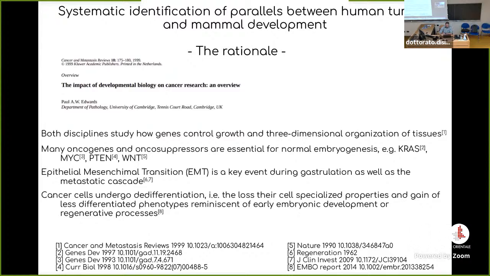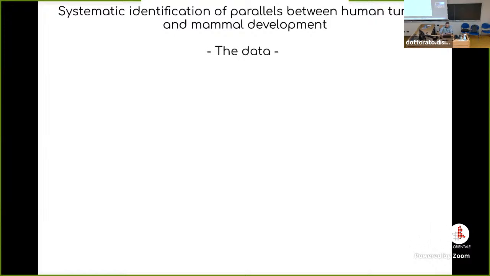So we thought that the rationale and the idea was already in the air, and has been in the air for several years. What was actually lacking was the availability of data that could enable us to perform this systematic identification of the parallels between the two disciplines. And the data in our bioinformatics studies are always fundamental, and specifically the quality of the data is key. I was very lucky to be able to use two very strong data sets.